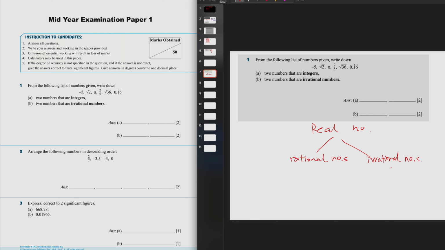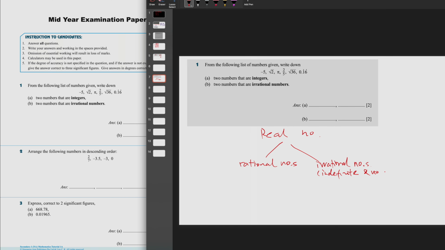Okay, so for irrational numbers, what are irrational numbers? They are indefinite and have no pattern. Example, pi, square root 2. As you can see, pi is equal to 3.1415 and so on. So there's no pattern, right? And non-stop. For square root 2, same thing, 1.414 and so on. So these two are considered irrational numbers.